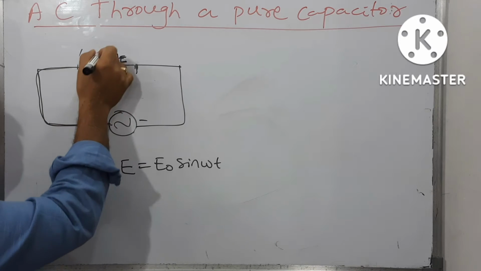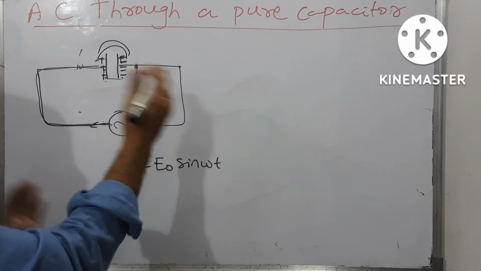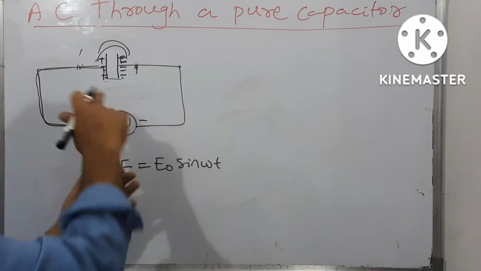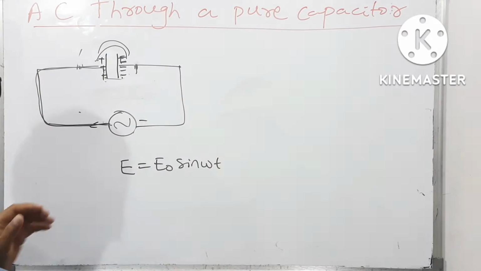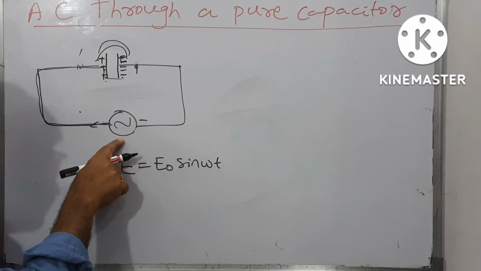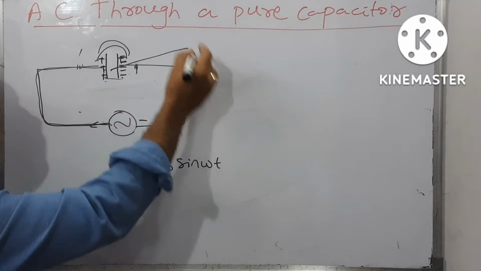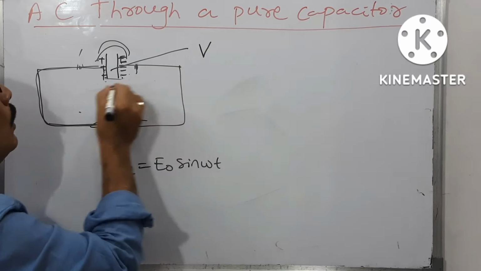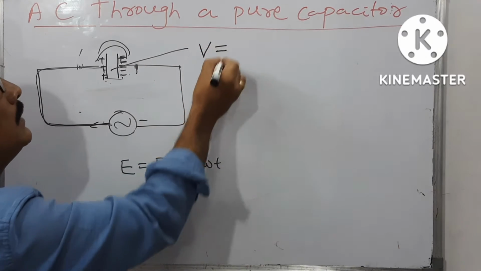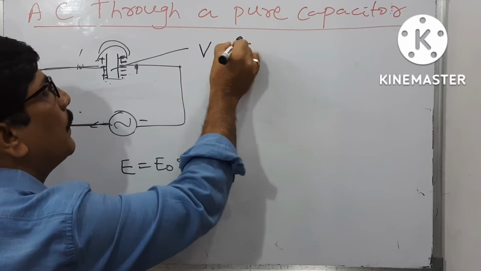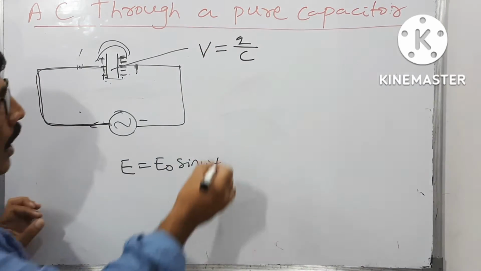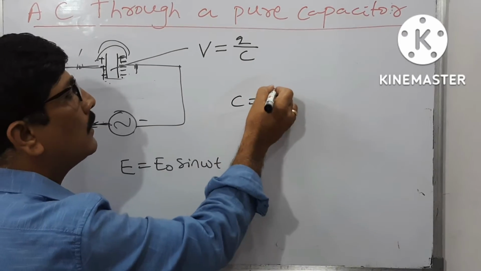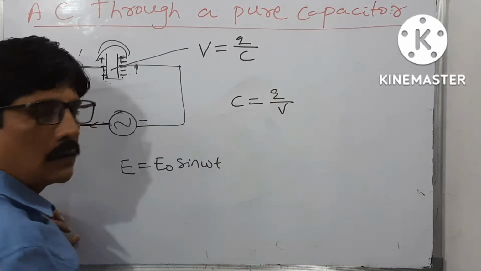When an alternating EMF source is connected to the capacitor, the positive plate and negative plate go on interchanging like this. The charge stored on the capacitor is alternately changing because of the alternating EMF. At any particular instant of time, the voltage across the capacitor is the charge stored divided by the capacitance of the capacitor. You know already, capacitance is charge stored per unit potential difference.